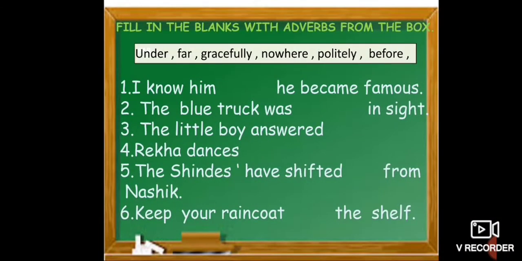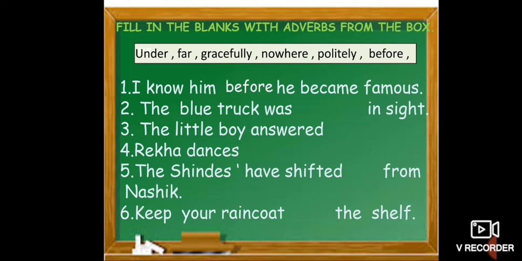Now let us fill in the blanks with adverbs from the box. First read all the words in the box. Under, far, gracefully, nowhere, politely, before. Now do the first sentence. I know him, dash, he became famous. So it is talking about some time. So which is the time word here? Before. When? Before. So add the word before.